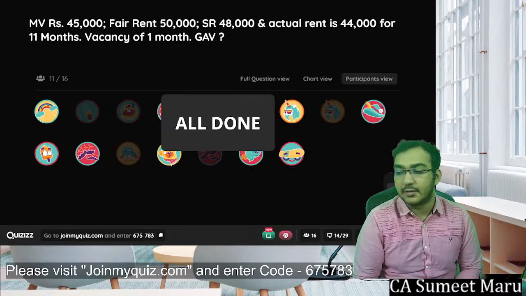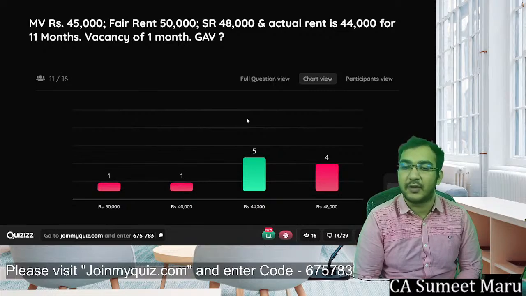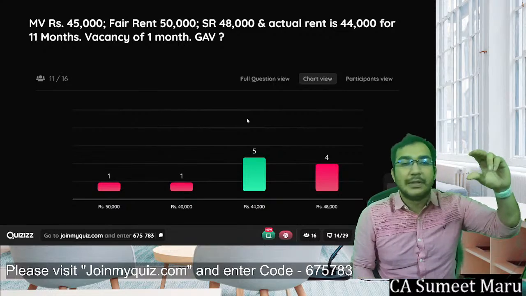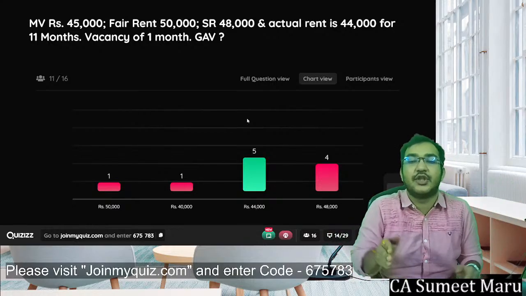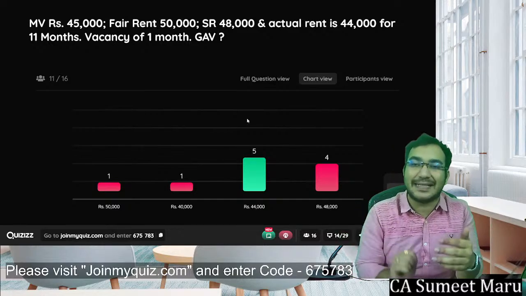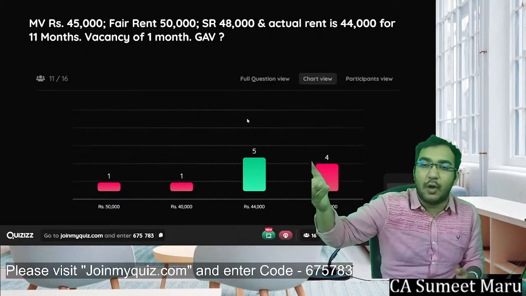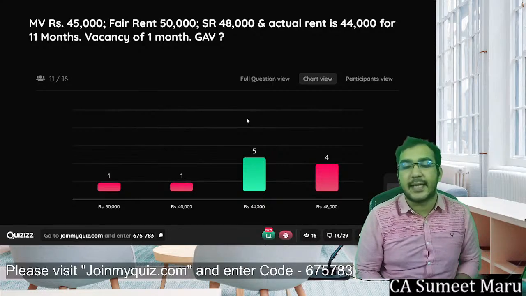And the right answer is option number C, 44,000. How come? Municipal value or fair rent, whichever is higher, subject to standard rent, that comes to 48,000. That is your expected rent. Actual rent is 44,000 plus 4,000 vacancy rent. As RHS is more, only actual rent will be your GAV. Absolutely correct answer C.